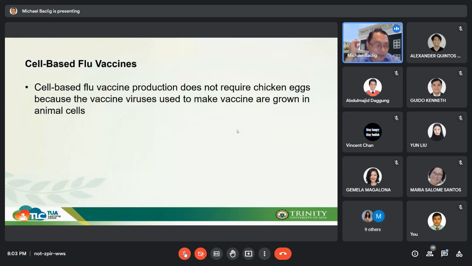Okay, finally, this is my last slide. For those who are actually allergic to eggs, there is hope, for example the use of cell-based flu vaccines. This can be given to individuals like the NFL player who is allergic to eggs. These cell-based vaccines are actually grown using animal cells, hoping they are not allergic to animal cells. Okay, that's my sharing, my additional inputs to everyone.